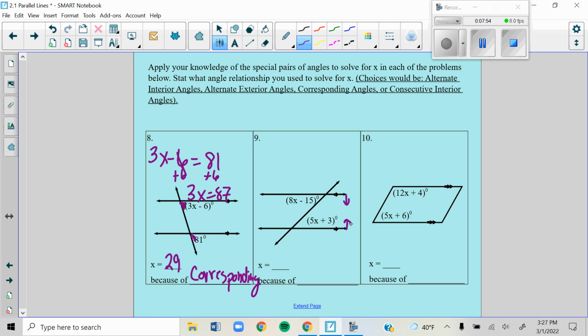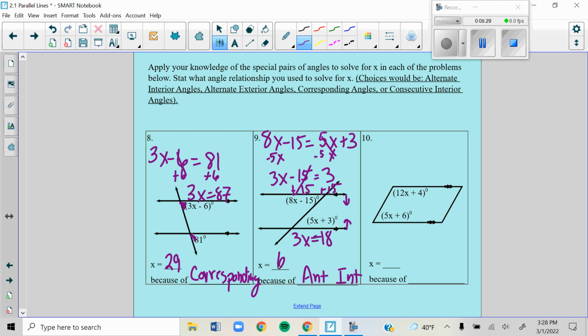Number 9, both of my angles are inside of my parallel lines. They are on opposite sides of my transversal, so these are going to be alternate interior again. Alternate interior are equal, so 8x minus 15 is equal to 5x plus 3. This one takes a little bit more effort, but not much. Go ahead and subtract 5x from both sides. So 3x minus 15 equals 3. I'm going to add 15 to both sides. So I get 3x equals 18. So 18 divided by 3 gives us 6.